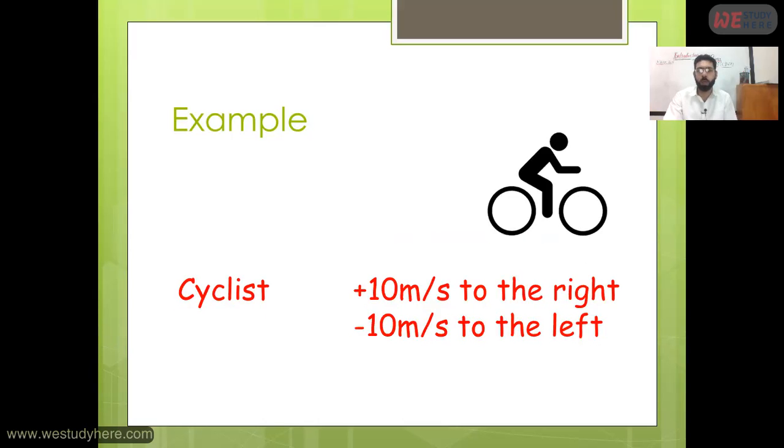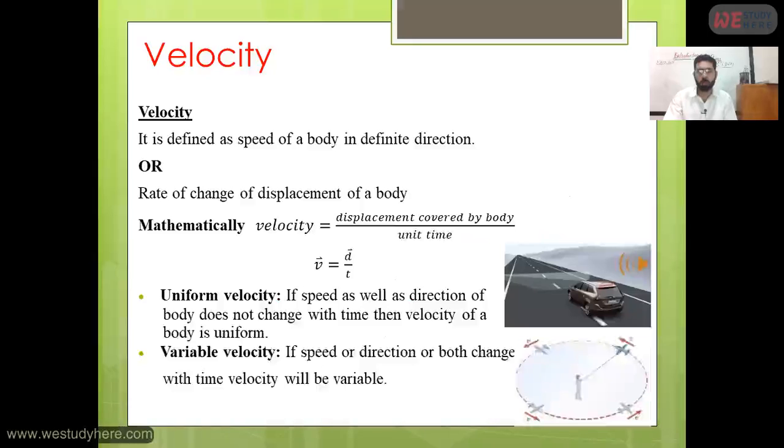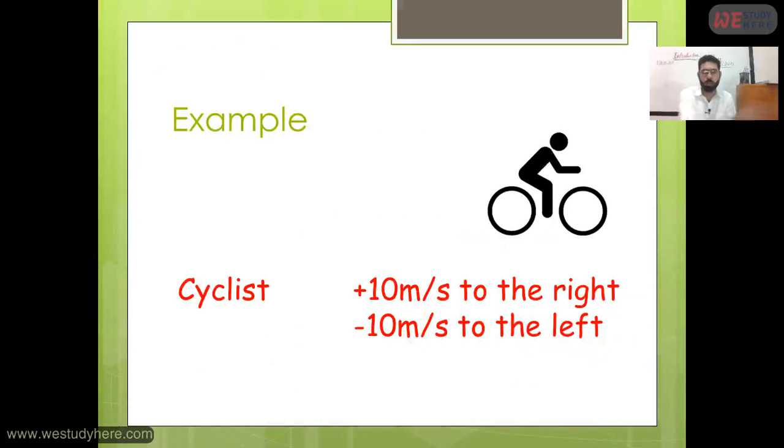If the boy goes back from right to left, then the velocity of the body is in the opposite direction. So that is negative. So its velocity has a direction. It may be positive, it may be negative. Speed doesn't have any direction. Speed cannot be negative, but velocity can be negative if it is in the opposite direction.